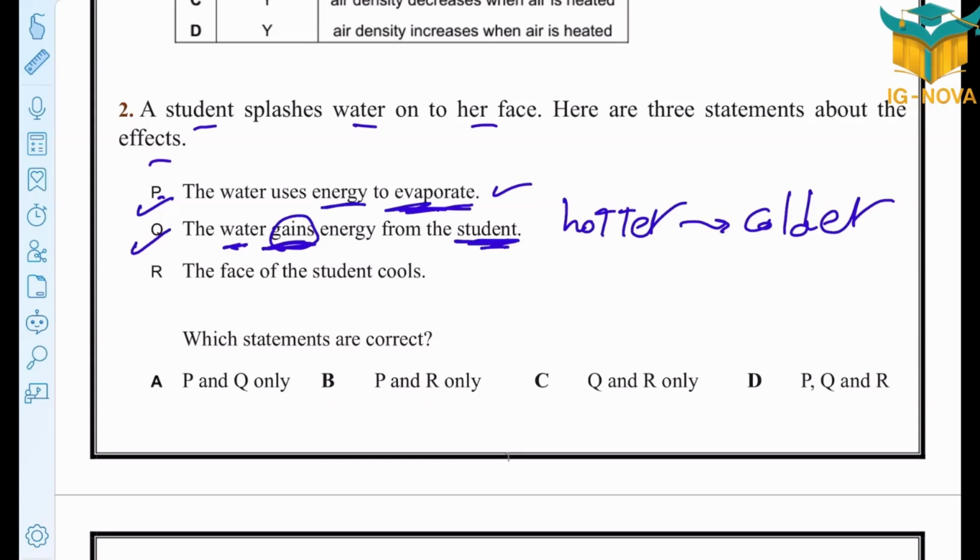For R, the face of the student cools. Yes, because the water absorbs heat. The water absorbs heat, so the face will cool down. For that, R is also correct. So I'm going to go for P, Q, and R.